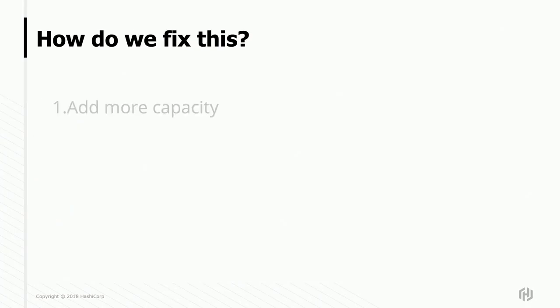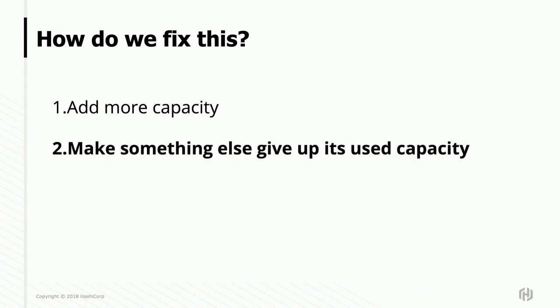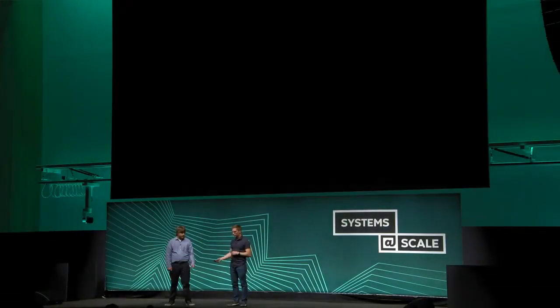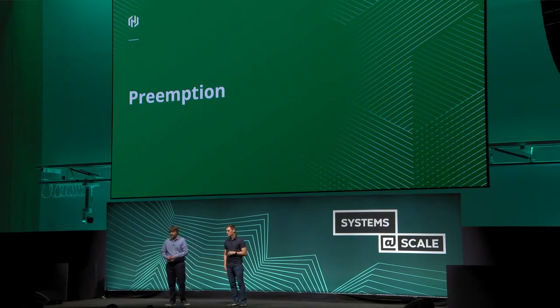We have two options. The first, we can add more capacity. We can just provision more hardware. If we're fancy, we can even auto-scale this hardware. But provisioning more hardware takes time. Even in the cloud, it's going to take time. It takes even more time if you're on-prem and someone has to spin up a rack. The other option we have is to make something else give up its capacity for our needs. And so this is where preemption comes in.